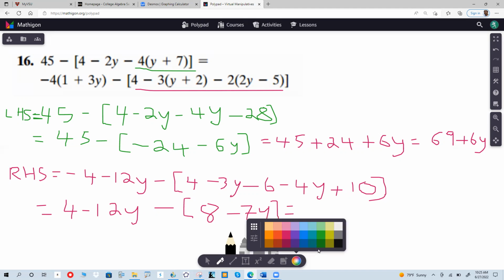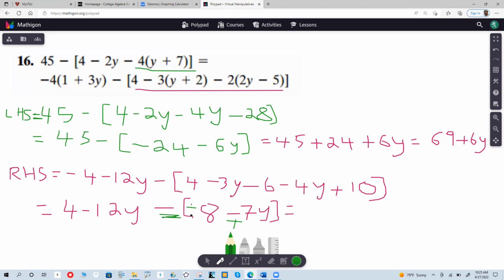This minus sign, let's change the color. We'll change this to plus, and we'll change this to plus. That's our goal, to write it properly. I'm going to erase it. It looks too distracting. 4 minus 12y minus 8 plus 7y. What does that turn out to be? That turns out to be negative 4. 4 minus 8 is negative 4, and negative 12y and negative 5y.